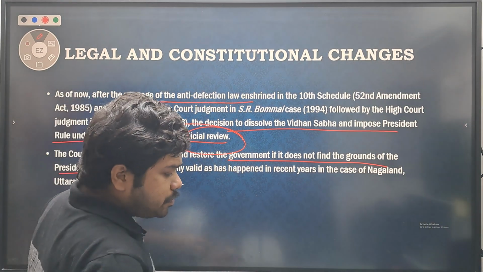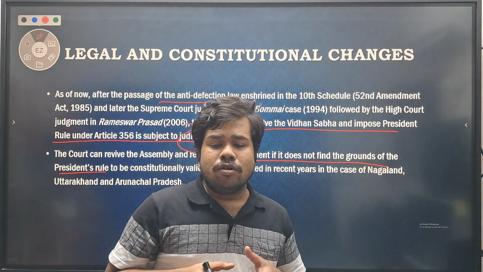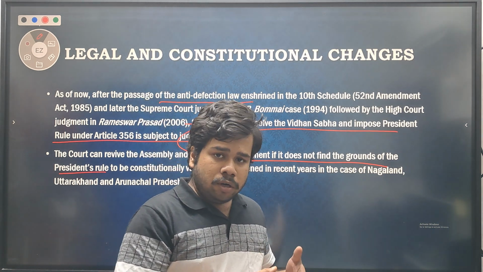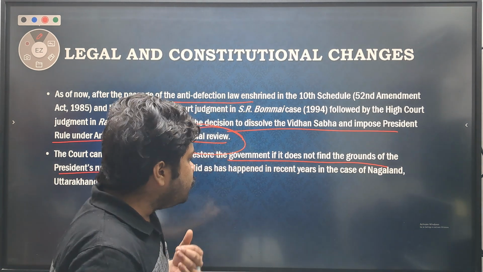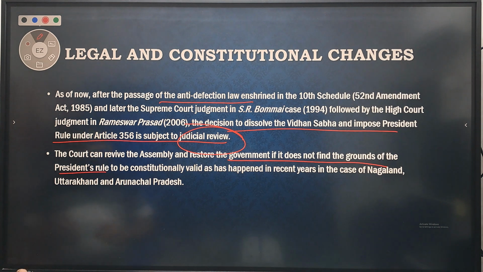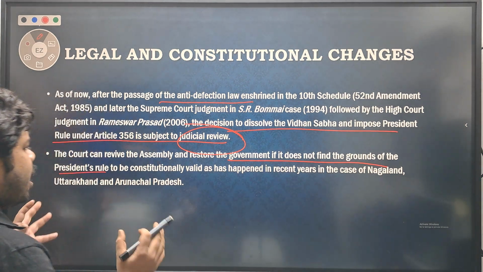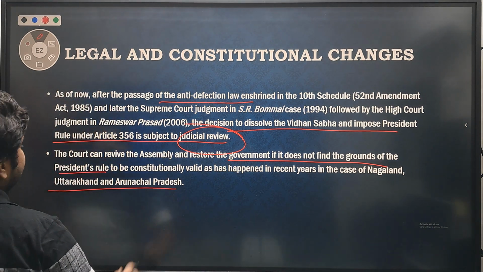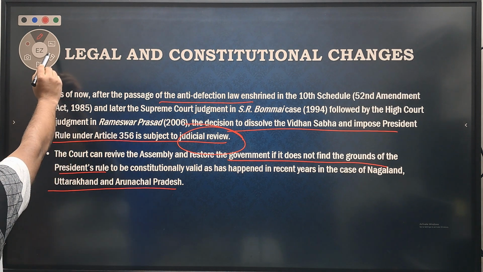So, if the grounds of President's rule seem to be unreasonable to the court, or to the judiciary, they can restore the government, and President's rule has to be imposed on a constitutionally valid ground. This restoration happened in recent years in the case of Nagaland, Uttarakhand, and even in the case of Arunachal Pradesh. Okay.